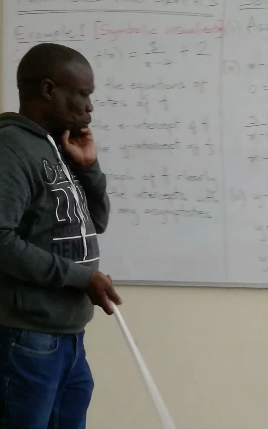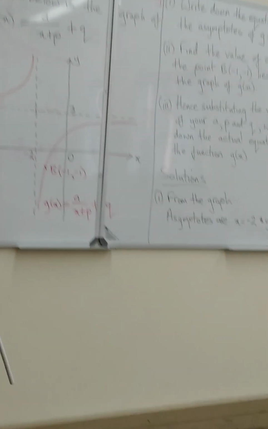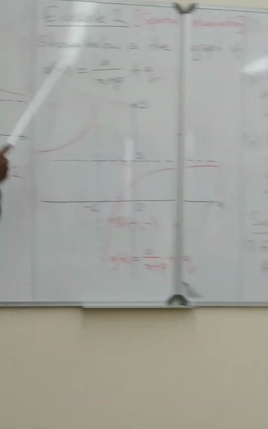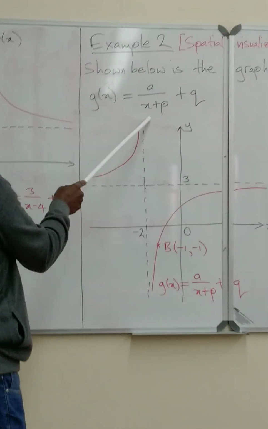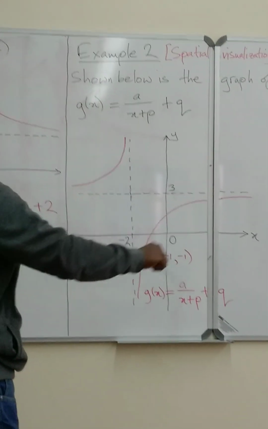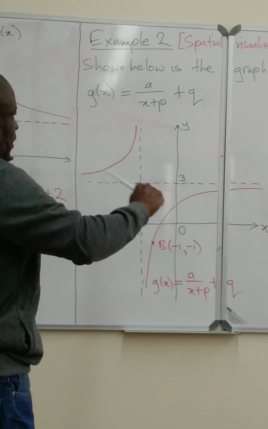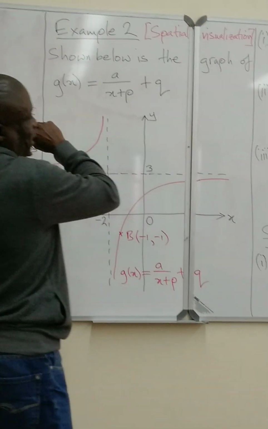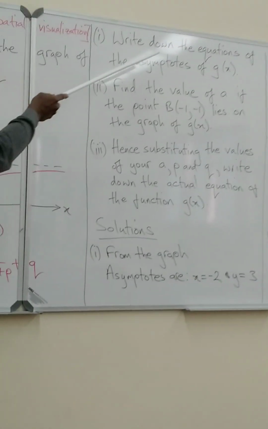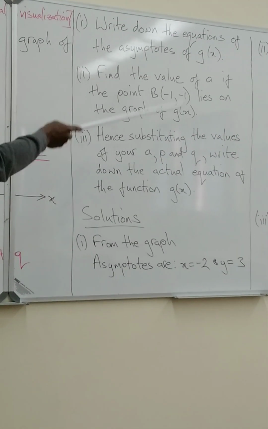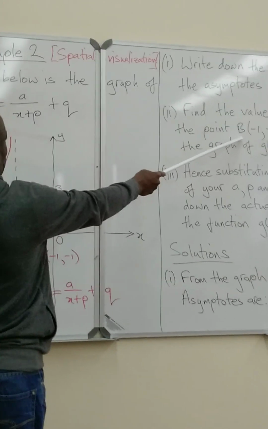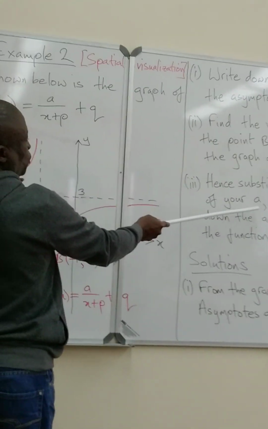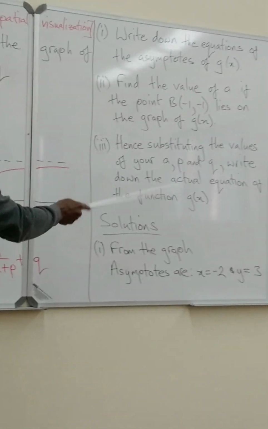Now in example 2, you will see that the way the questions are asked are slightly different. Example 2 reads, shown below is the graph of g of x is equal to a over x plus p plus q. So in example 2, you are actually given the graph of the function. And then you are asked, just like in example 1, in part 1, to determine the equation of the asymptote, in part 2, to determine the value of a given that point D lies on the graph, and in part 3, to determine the actual equation of the function.